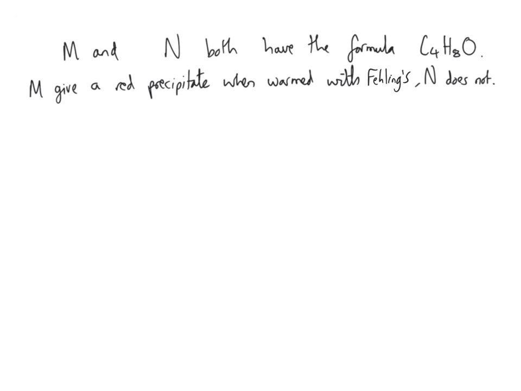Another question of the same ilk is, if we've got two chemicals M and N, they both have the same molecular formula, C4H8O, and so once again, these are functional group isomers. We're told that M gives a red precipitate when warmed with Fehling's, and that leads us to think that M must therefore be an aldehyde, and we're told that N does not give that precipitate, and that then must mean that this is a ketone.